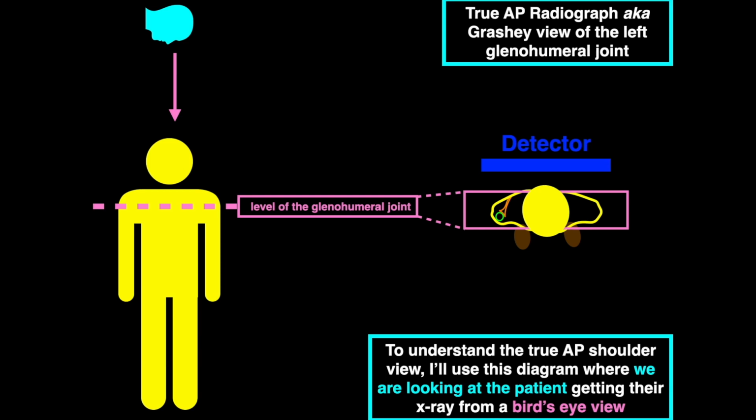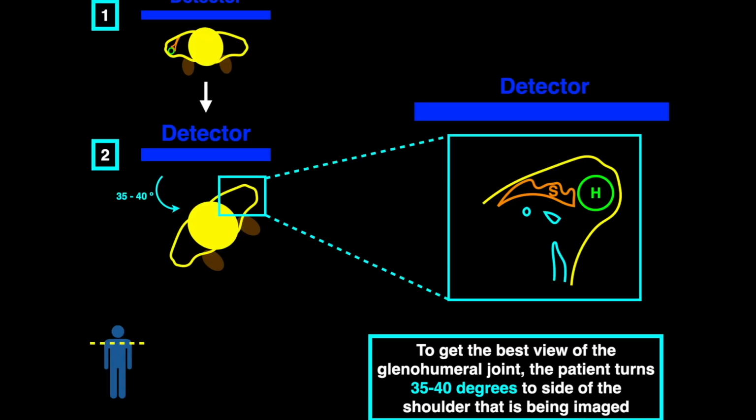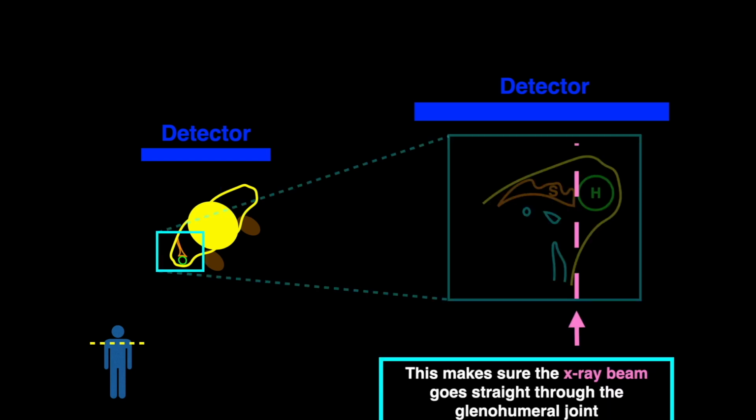Imagine we're looking down at the patient from a bird's eye view while they're getting their x-ray. The patient is standing in front of a detector, and if you imagine that we're looking down at the patient, if they were to rotate 35 to 40 degrees to their left, to the side of the shoulder being imaged, in this case, the x-ray beam is going to line up perfectly with the shoulder joint.